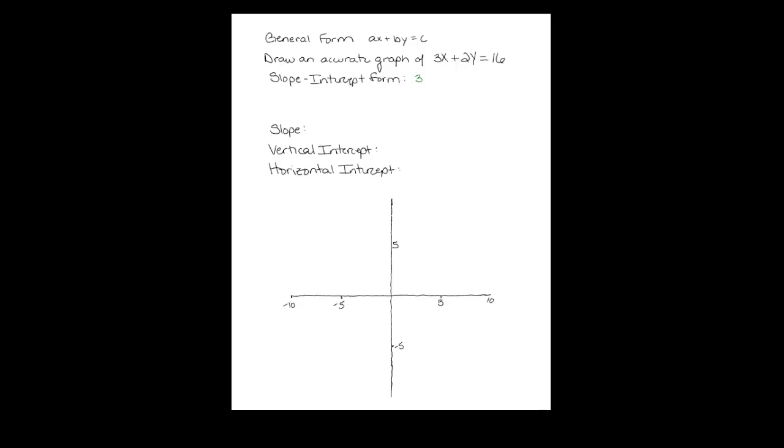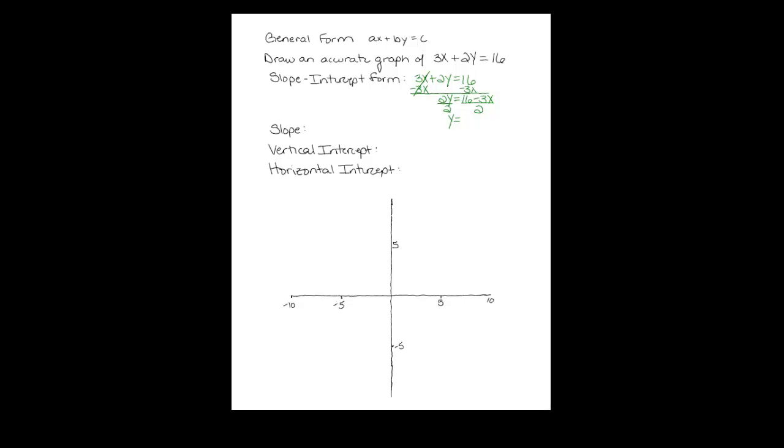So I'm going to copy it down here. 3x plus 2y equals 16. Solve for y. So I'm going to subtract off the 3x, minus 3x, minus 3x. On the left, 3x minus 3x gives you 0. So you're left with just 2y equals 16 minus 3x. Now we have to divide everything by 2. We're solving for y here. So now we've isolated y.